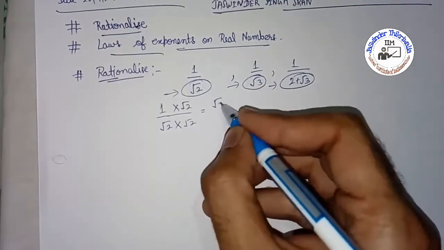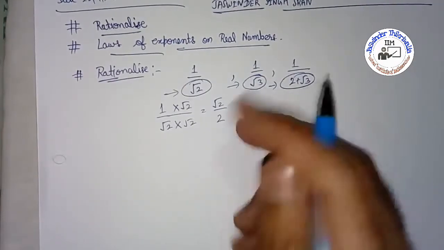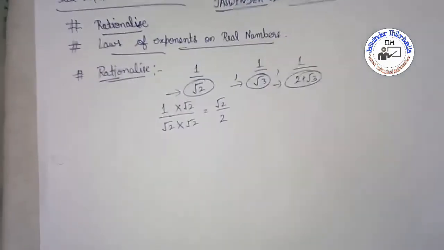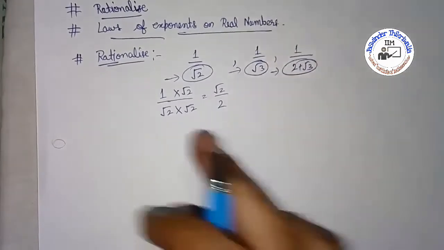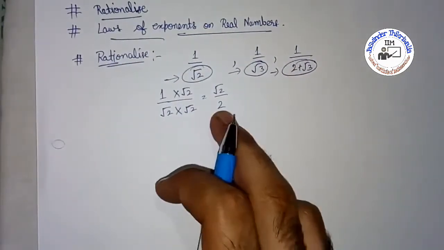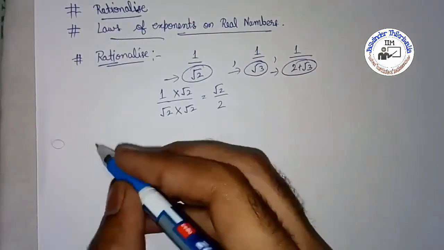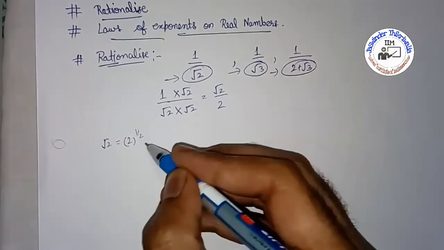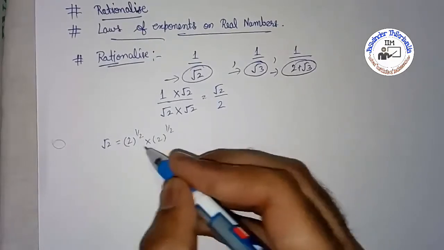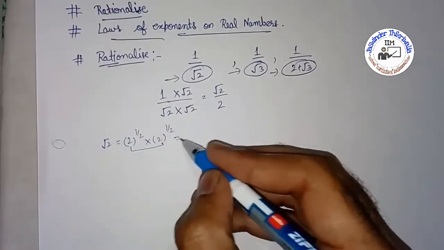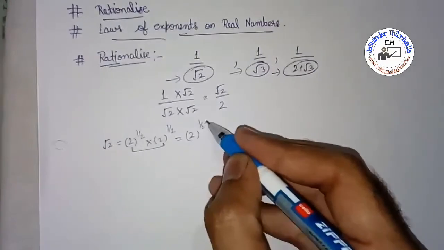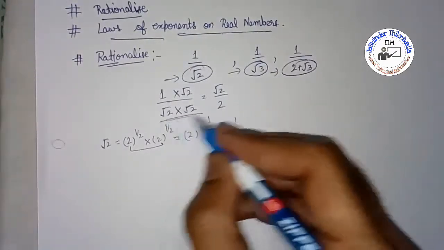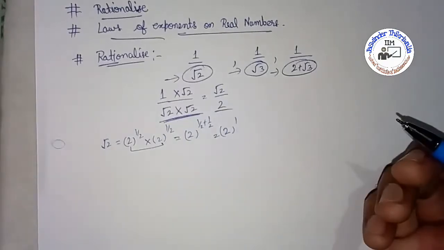So what will we get? We will get under root 2 upon 2, because in a previous video you have seen that there were a few properties. So under root 2 into under root 2, what will we get? 2 only, simple 2, because under root 2 means 2 to the power 1 by 2 into 2 to the power 1 by 2. Both bases are the same, so we can add the powers. The power will be half plus half, 1, so 2 to the power 1. So this denominator is changed into 2.